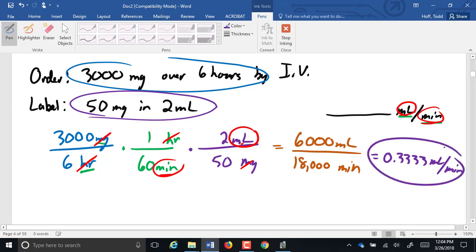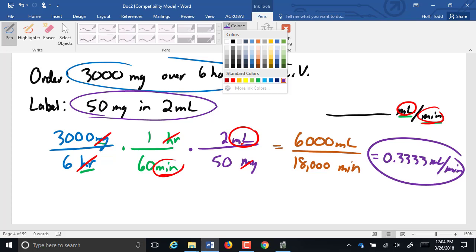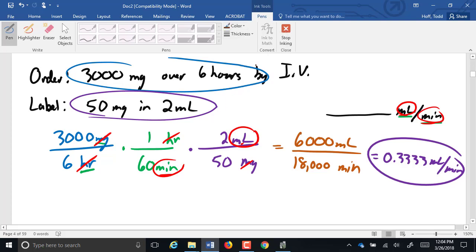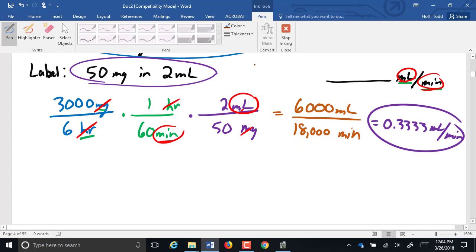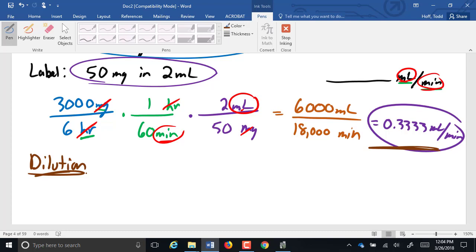Now, setting an IV at 1/3 of a milliliter per minute is really tough to do. So this is where our dilutions can come back in and combine with our IV flow rates. So in order to make that an easier setting, we're going to use a dilution. And we might use a rather large dilution. It doesn't hurt the patient to have extra fluids put into their system. I should be careful there.